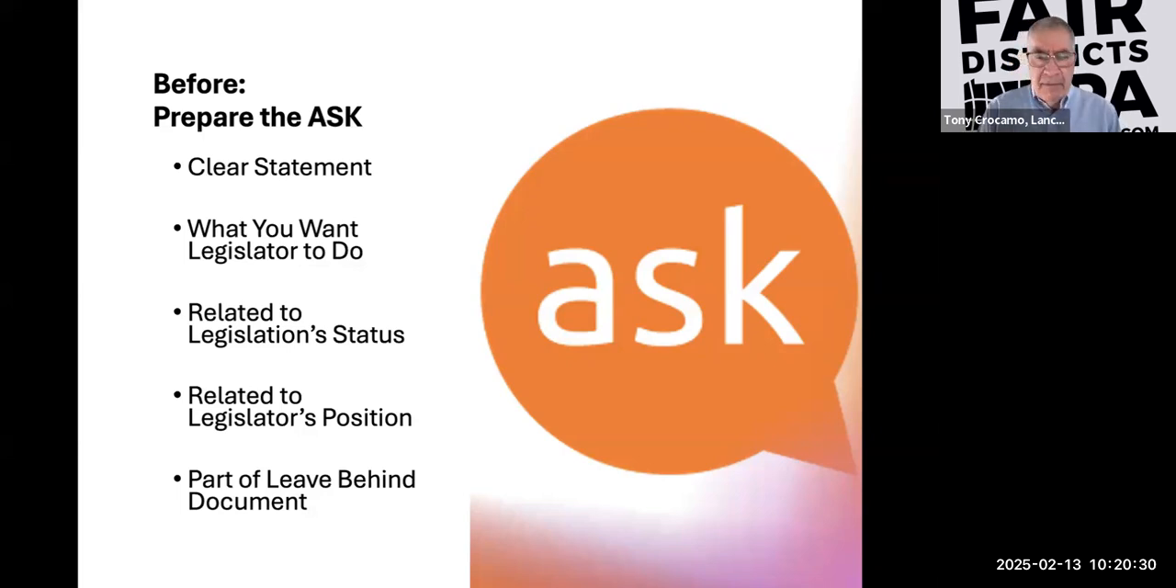Once the bill is in state government committee, say it gets voted on, it's out of committee, now you want to have it on the floor of the chamber, and you want to have a hearing and a vote on the floor of the chamber. And then when it passes one chamber, you want to have a hearing and a vote in the state government committee in the other chamber, a hearing and a vote on the floor of the other chamber. So the ask changes based on the status of the legislation.